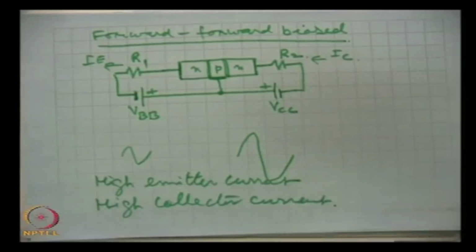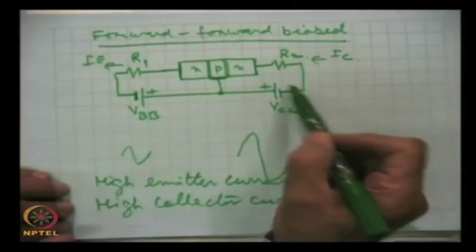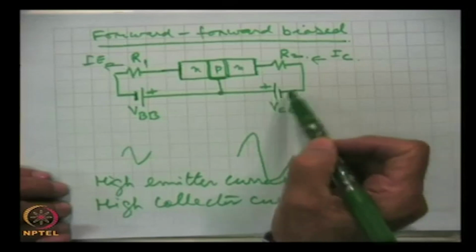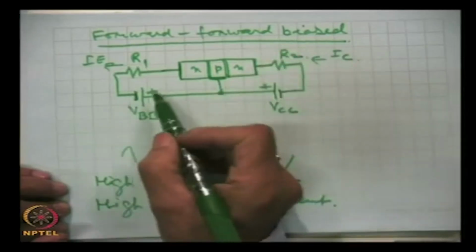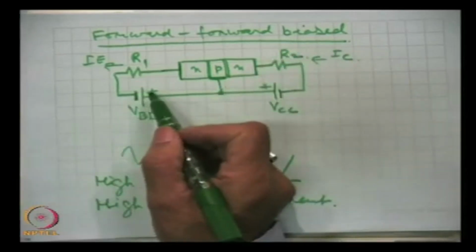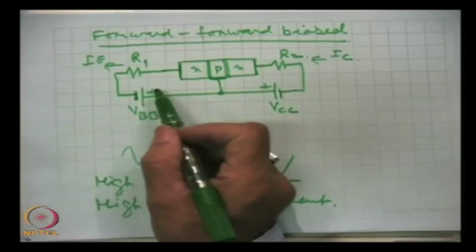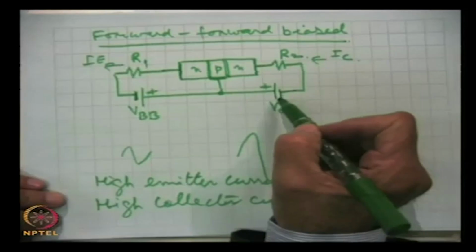The two currents will be very high, but one thing which is very significant, and that is important when we talk of amplification: if we make this current 0, for example, this is unbiased at the moment, then this current still remains almost the same. So, IE will not depend on IC.